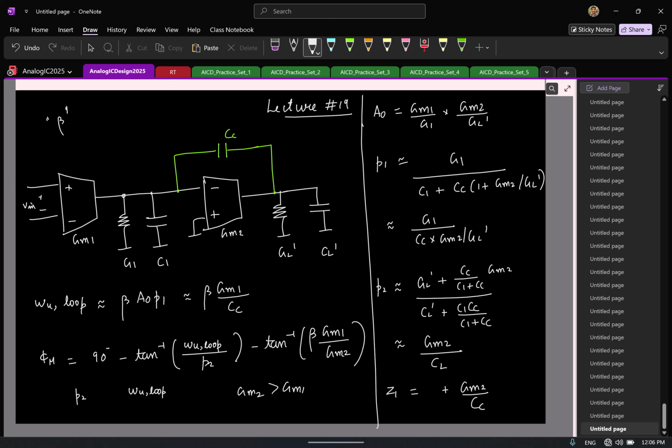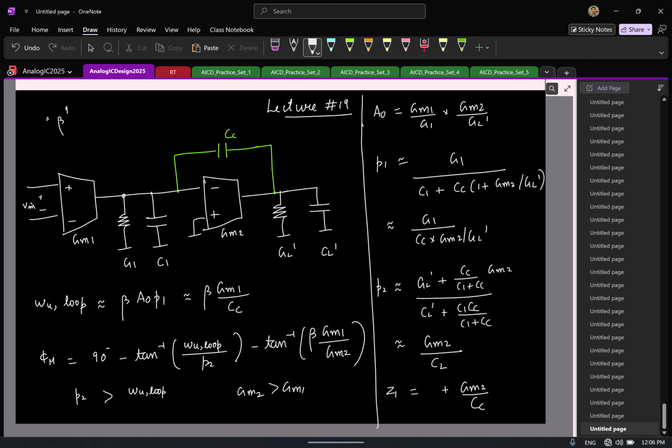Till the unity loop gain frequency, how do you want the system to behave? So which means the second pole, where should it be compared to the unity loop gain frequency? It should be far apart. So the farther you keep the second pole from the unity loop gain frequency, the better is your phase margin, right? If this ratio is really small, then you have a higher phase margin, right? So that's what you're supposed to do.